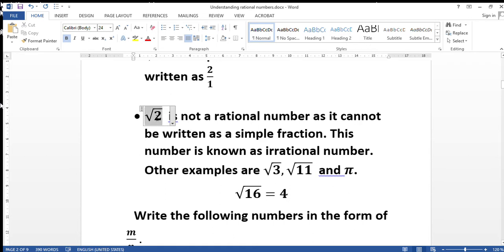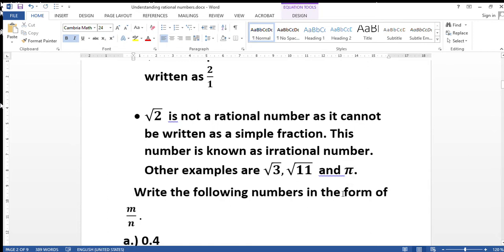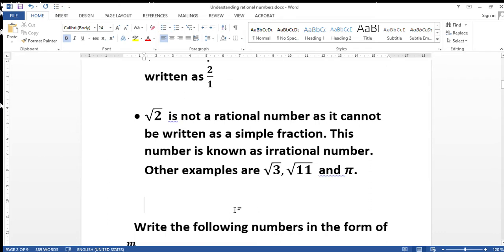Others, we have square root of 2, square root of 3, and square root of 11. We cannot write them as a simple fraction. Then we also have pi here. The value for pi is 3.142, or we can use 22 over 7. Although we write it as 22 over 7, it is not the real exact value of pi.